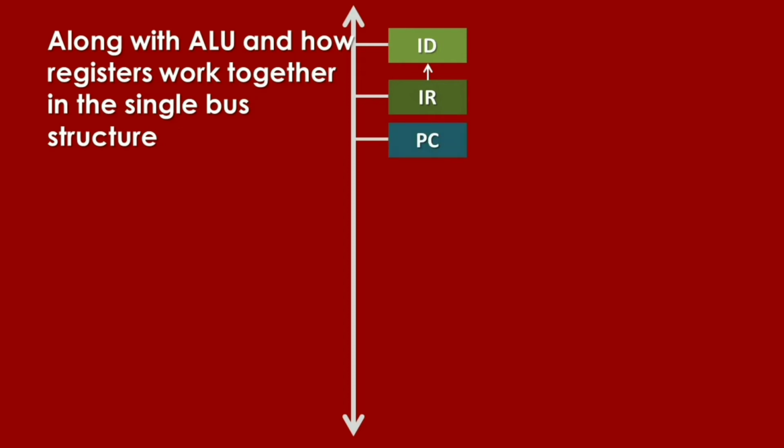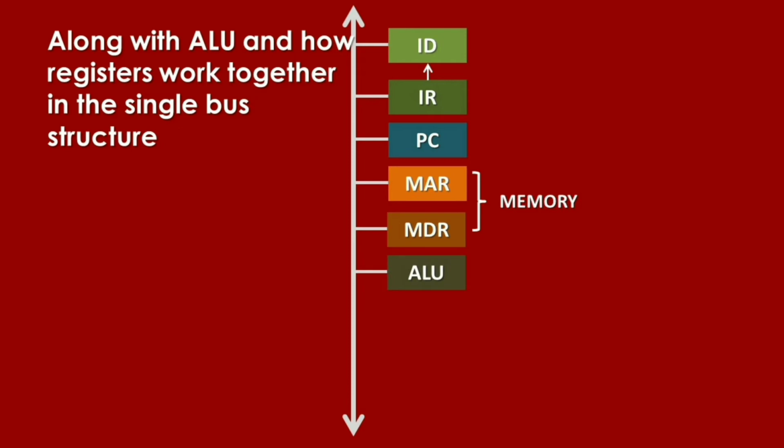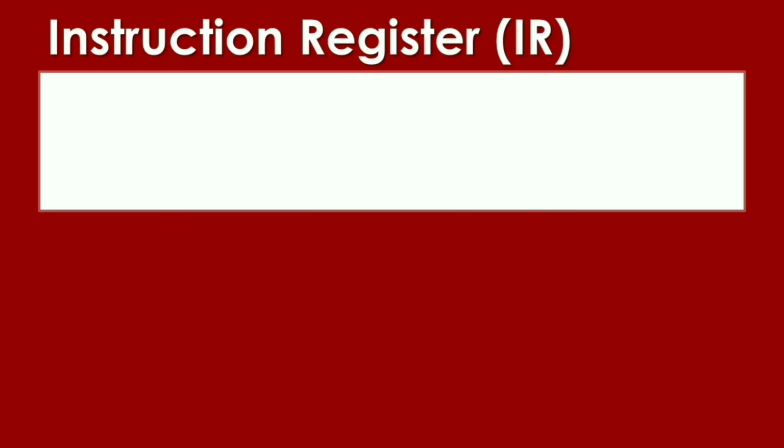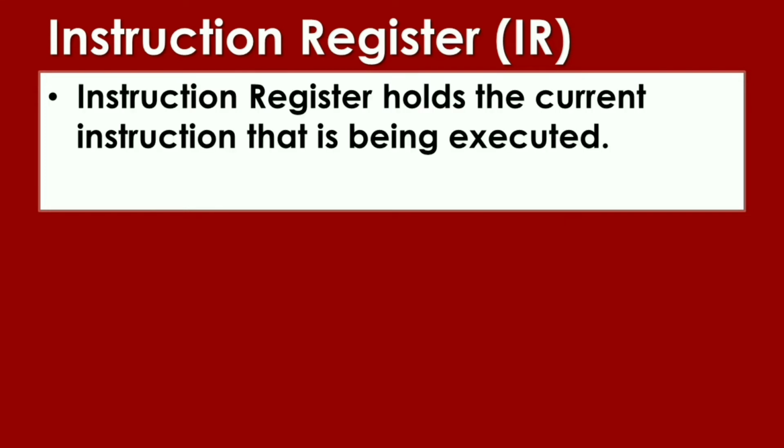We also have what we call the PC. Meron din tayong MAR and merong MDR. These MAR and MDR, these are the memory. The next we have the ALU. Along with ALU are the general purpose registers. So, I repeat, these registers will be discussed further dito din sa video na to. Kaya panoorin nyo.